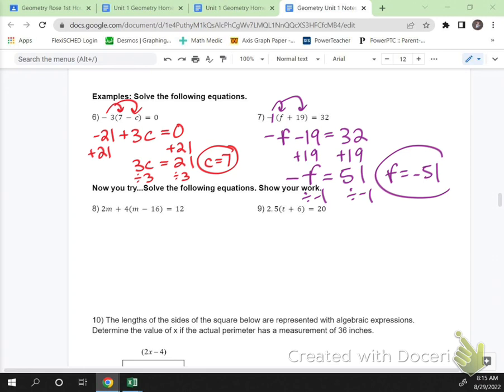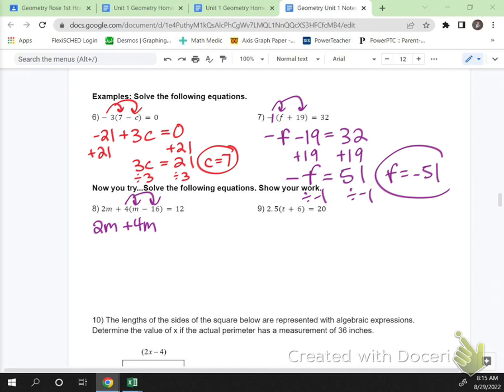All right. I already got a request to do number 8. Anyone working on number 8 already? Okay, I got a request to do it. We're going to just distribute. Distribute the 4. 2m plus 4m. Oh, man. Mental math. 4 times negative 16 is what?